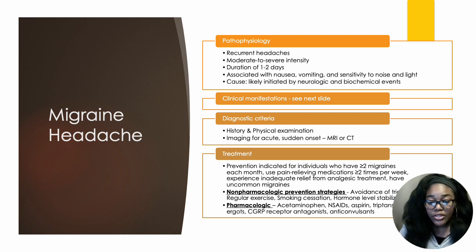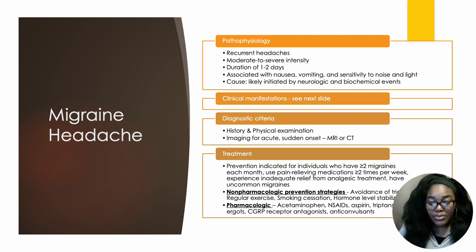So as far as your treatment, you do want to prevent those triggers. Those individuals that have greater than 2 migraines a month, you want to use pain relieving medications that may include Excedrin or Fioricet. You want to give them different options for analgesic treatment. And especially for those that continuously have them, you want to also consider non-pharmacological methods. If they're smoking, you want to encourage smoking cessation. Maybe there's a hormone instability, so you want to stabilize hormones, avoid triggers. Regular exercise tends to help.